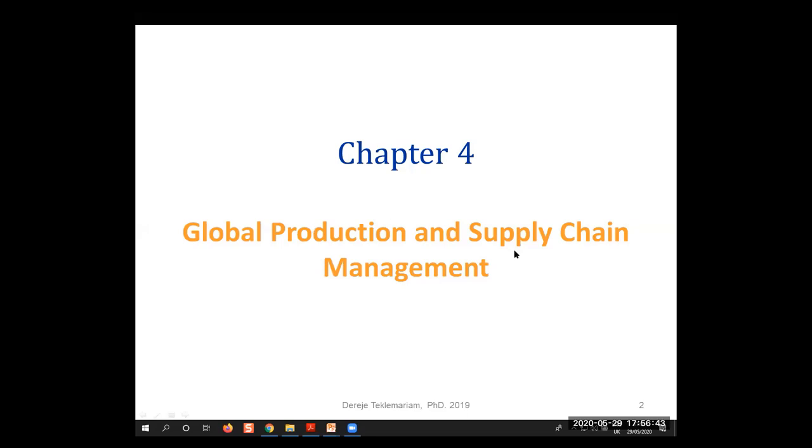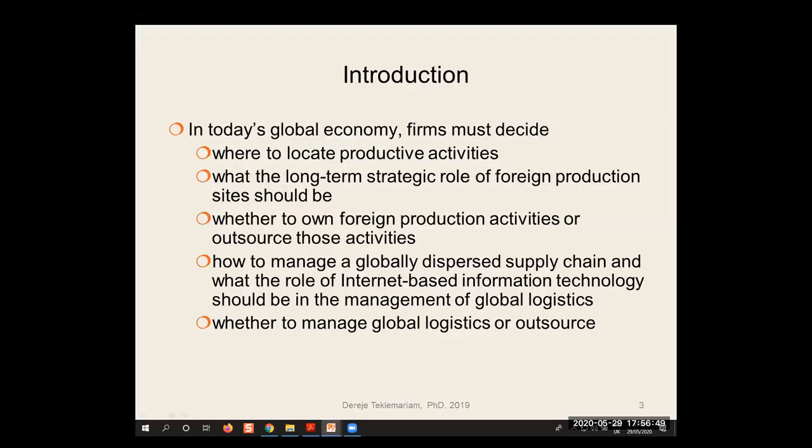On the marketing component, we are really touching on the supply side. Remember, this is one thing that you can see as an introduction. In today's global economy, first, companies must decide where to locate productive activities, the 5WH questions mostly. Forget international business and think of domestic business: how appropriate is the location of industries?